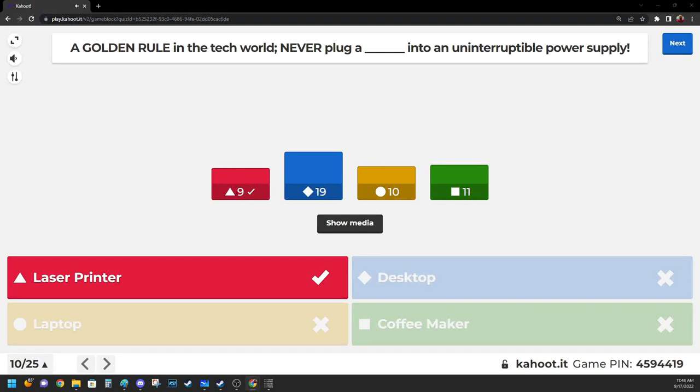Ooh, this one was a hard one. So, golden rule in the IT world, you never plug a laser printer into an uninterruptible power supply. When you fire up a laser printer, it has something called a high voltage power supply. It can use a huge spike of amperage right off the bat, which can damage or destroy a UPS.